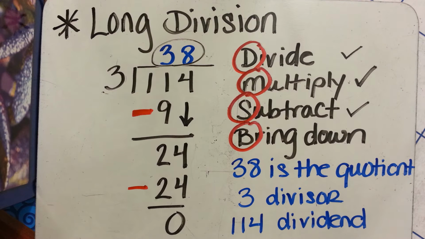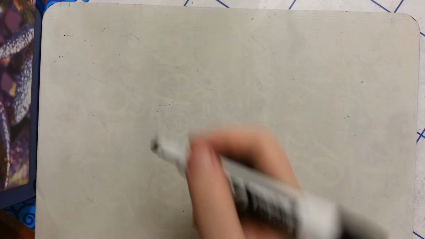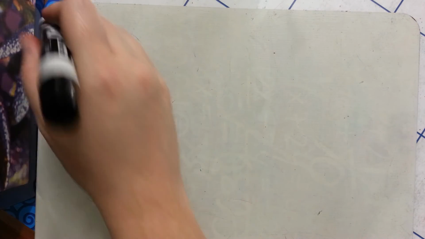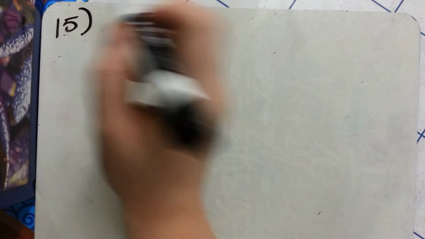Okay? So what we want to do now is actually work out a couple examples with long division. What we're going to do is work on one example that does not have a remainder and one that does have a remainder, to see the difference in those two. Okay? So our first example here is going to look a little bit different. This is actually number 15 on your worksheet.